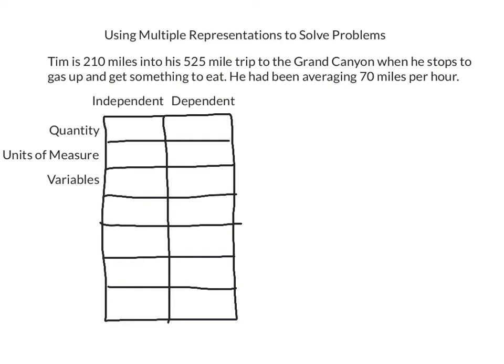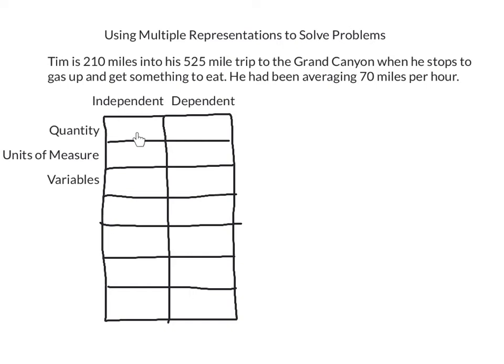Now what confuses students a lot is, what does it mean right here, quantity? Units of measure we get, and a lot of times students want to put time, or hours and miles because of this miles per hour. So actually the independent we know is the hours, so they want to put hours here, and the dependent then they want to put miles. But then when they see units of measure, they realize, wait a minute, now here's where hours goes, and this is where miles goes.